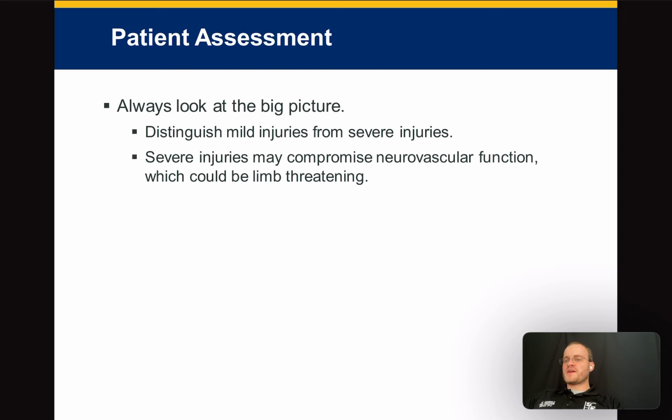Severe injuries may compromise the neurovascular function. We've talked about this, which would be limb threatening. And so obviously, if you cut off the blood and eventually nerve supply of a leg or an extremity or any type of fracture, you risk the disability that's associated with that.